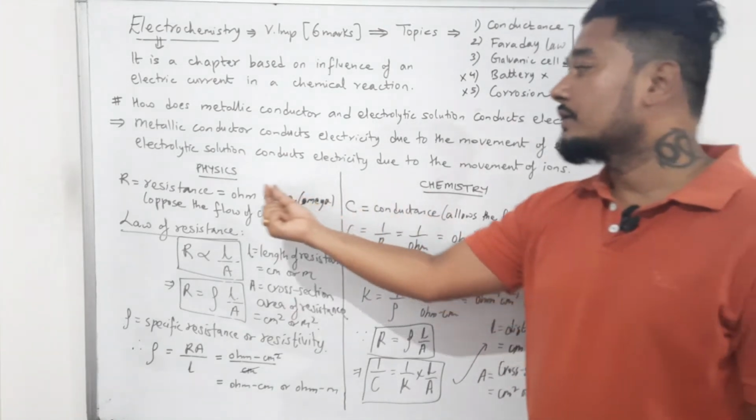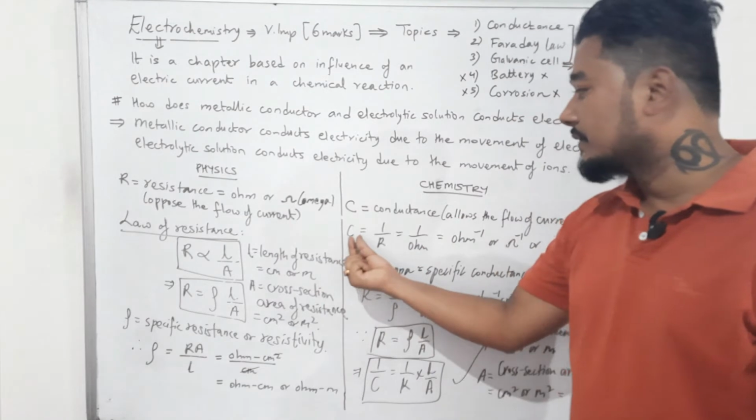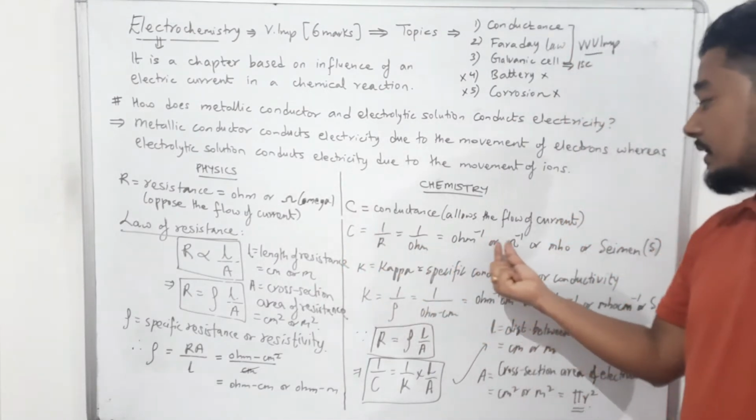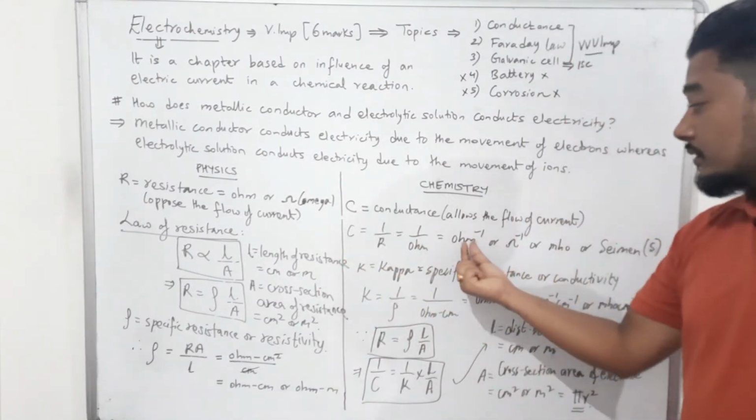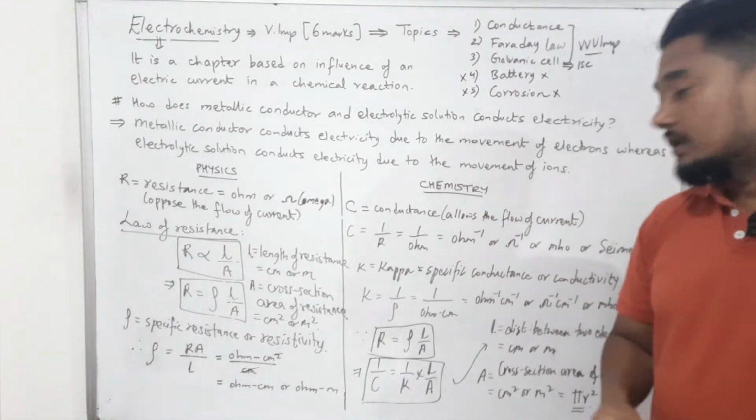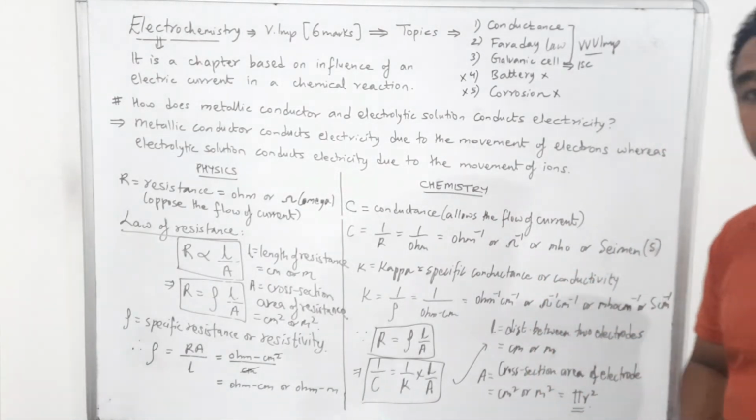Okay, so the unit of resistance is ohm or omega, whereas the unit of conductance will be omega inverse or ohm inverse. Now another two units are still left. Let us see what this is.